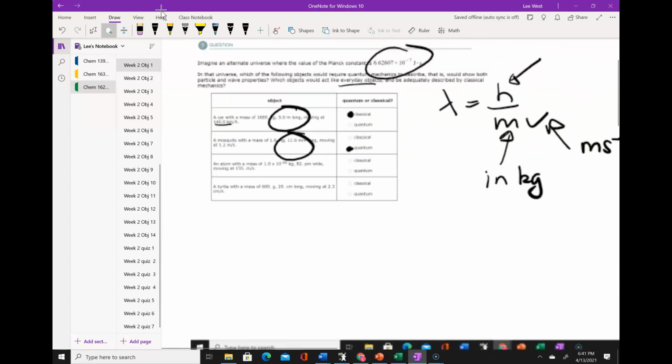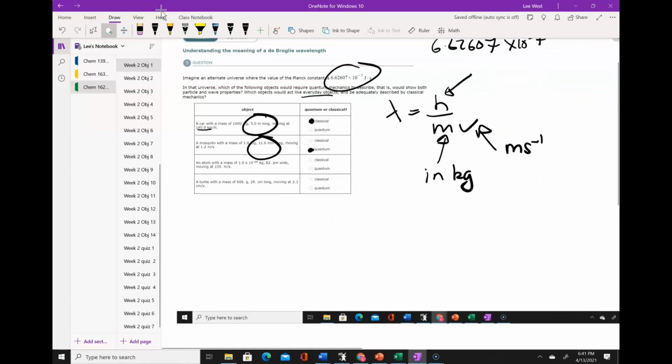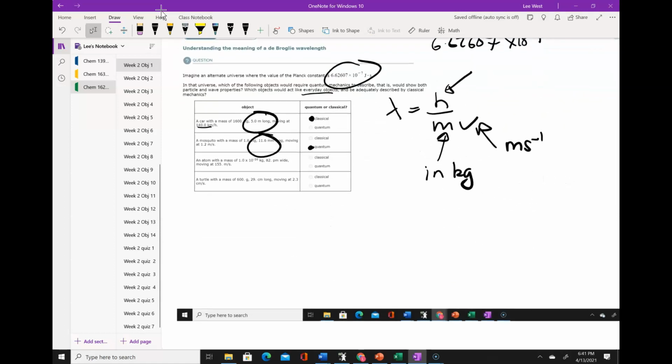Now let's do another one just for fun. So it says here an atom with a mass of 1 by 10 to the minus 26 kilometers, kilometers, that doesn't make any sense, 82 picometers wide. 82 picometers. So we need to know what pico is, and pico is equivalent to 10 to the minus 12. So this is sort of like giving us the size of the whole thing, right? So that's going to be for our comparison.